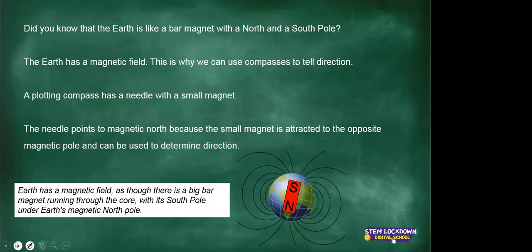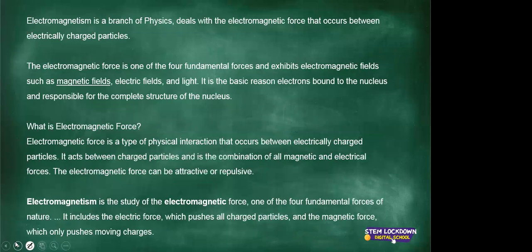So we're going to talk about what electromagnetism is. Electromagnetism is a branch of physics, and it deals with an electromagnetic force that occurs between electrically charged particles. If you look at the word electromagnetic, there are two words in it: electro and magnetic. That means it has an electric force and a magnetic force.